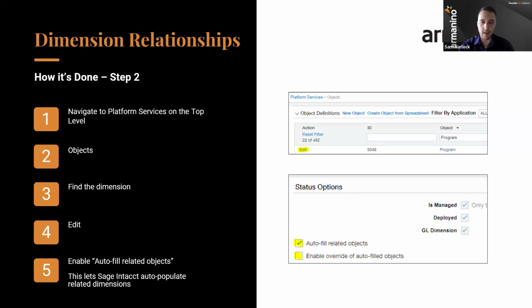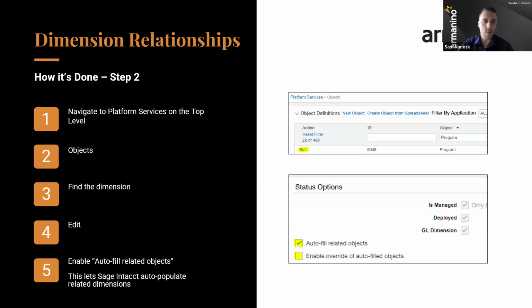So you can have, in this case, program selected and then other dimensions such as location and donor autofilling in. If you want a user to then be able to go in and override those autofills, you can check this box. What this does is give a user an option. So if most of the time we're using this program with this department, but occasionally it does need to be a different department, you can still build that in to have that flexibility.